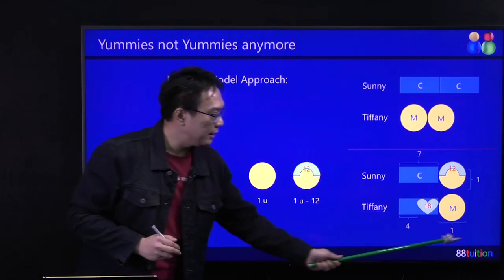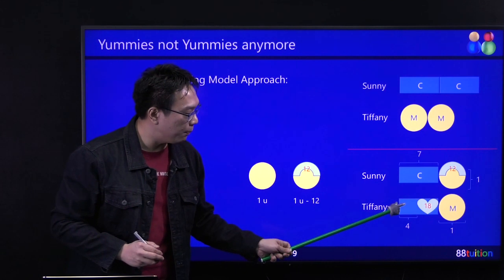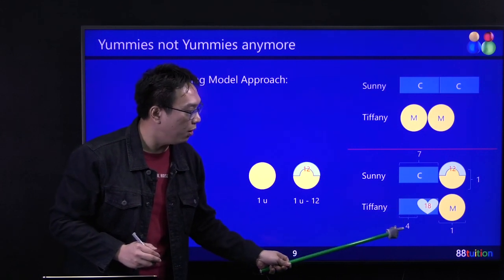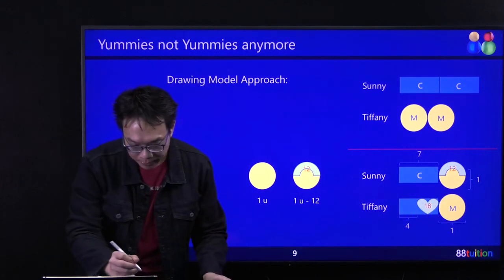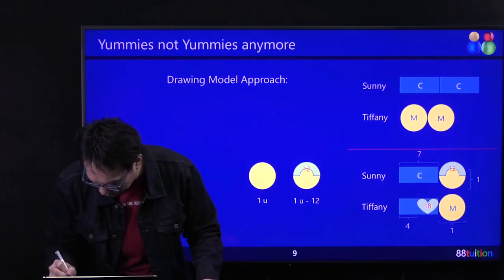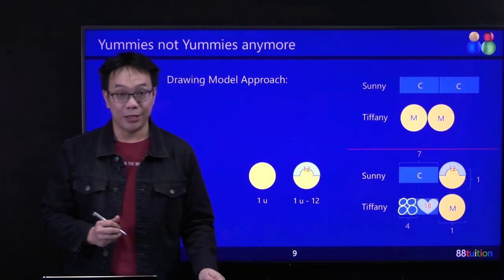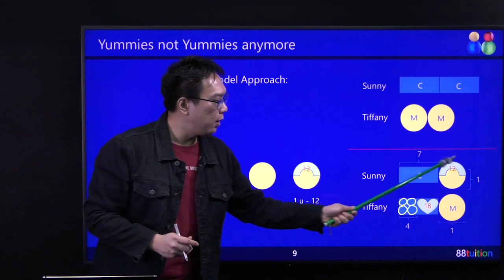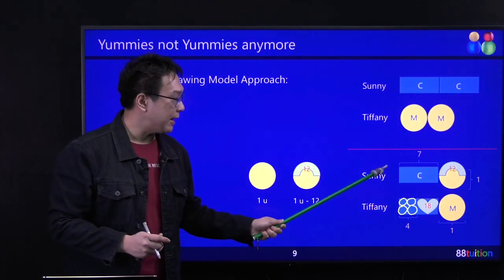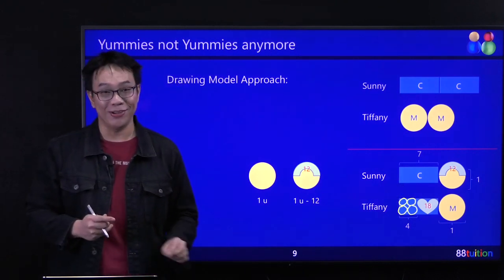Let's see Tiffany's portion first. The 4:1 means the remaining portion down here has 4 of this one, because this is considered 1. So inside Tiffany's remainder, there are actually 4 of this. That's the reason why there is a ratio of 4:1. That means for Sunny, 7:1 means that this portion has 7 pokeballs.